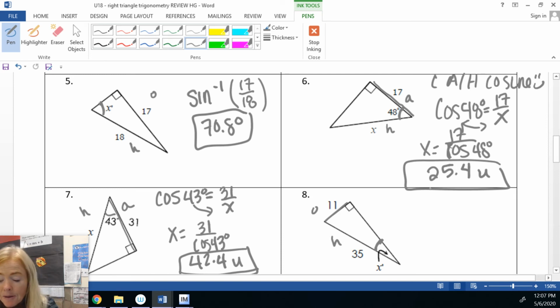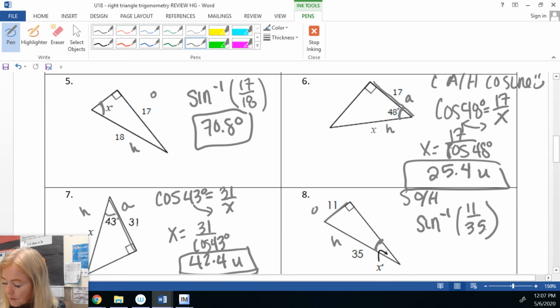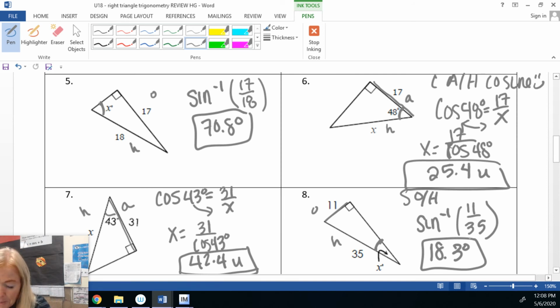Then here's our angle. So this is opposite and hypotenuse, and opposite and hypotenuse is sine. So sine inverse, because we're looking for the angle x degrees, of the ratio of opposite to hypotenuse, 11 over 35. Second sine, 11 divide 35. I always check these because this is a bad calculator and I have to keep retyping. 18.3 degrees is that angle.